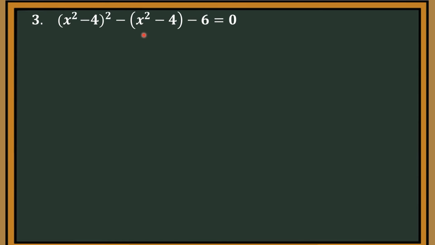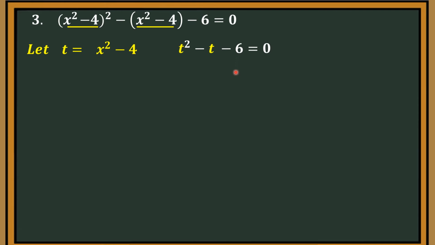Magkapareho lang sila. So, kung magkapareho lang sila, we can assign here another variable. Kahit anong variable, pwede. So, I'm going to assign t for the x squared minus 4. So, magsasubstitute na tayo. So, instead na x squared minus 4, palitan natin siya ng t. You just copy squared. Copy minus, then x squared minus 4, substitute t. Minus 6 is equal to 0.